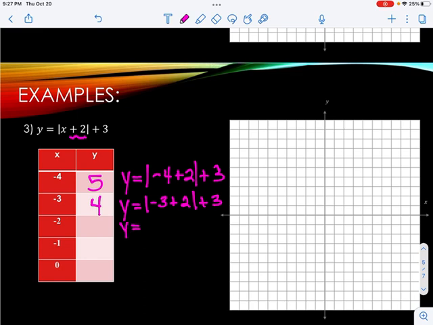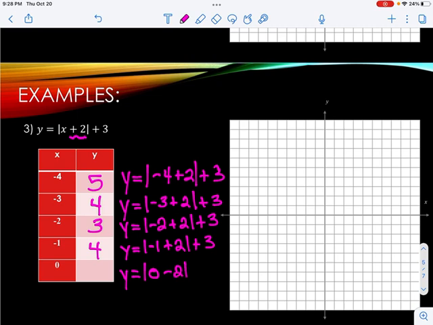Then I'm going to say, okay, absolute value of negative 2 plus 2 plus 3. So negative 2 plus 2 is 0. Absolute value of that is 0, plus 3 is 3. Then I come in with the negative 1. So now negative 1 plus 2 is 1. Absolute value is 1. 1 plus 3 is 4. And then the last one, we have 0 plus 2 and then plus 3. So 0 plus 2 is 2. Absolute value of that is 2. 2 plus 3 is 5.